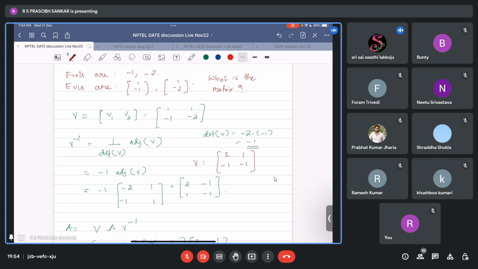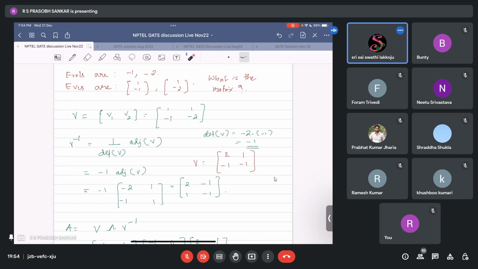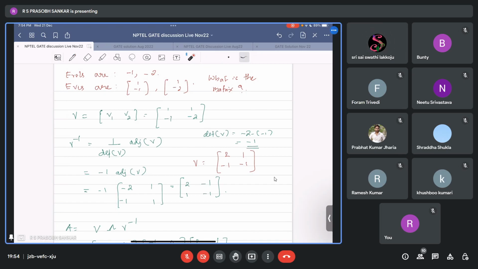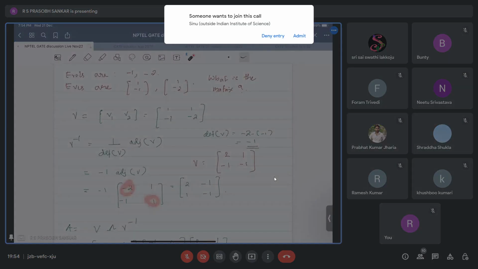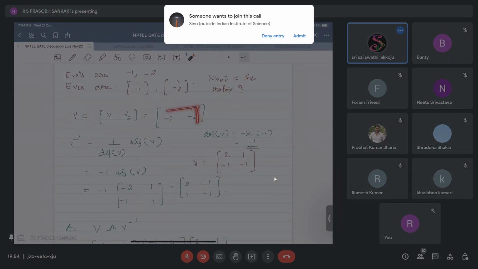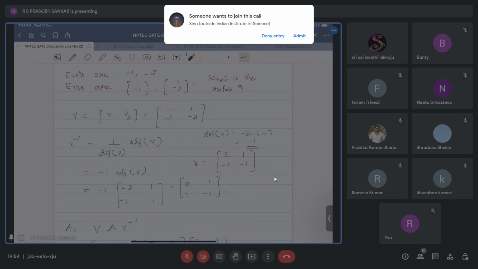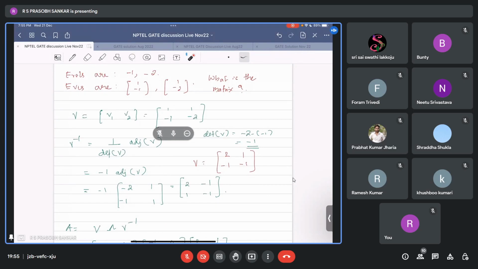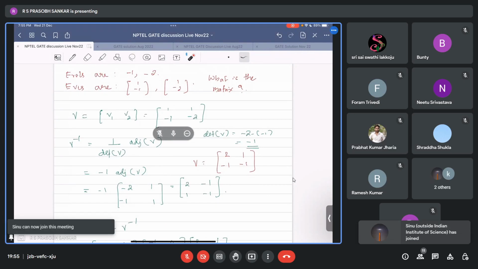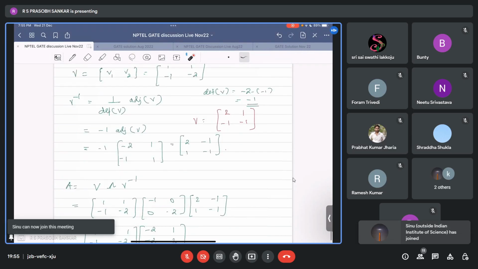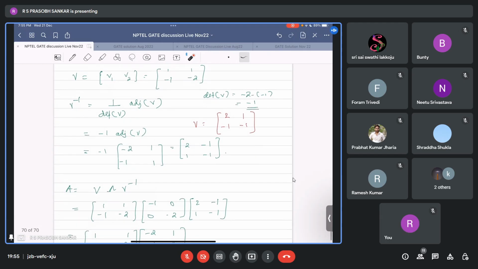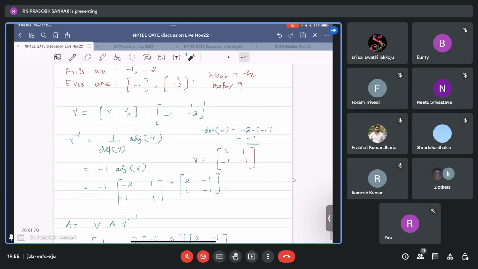Some silly mistake, but I'm thinking where I made that mistake. This negative is fine. Also, this minus 2 and 1 get swapped. Okay. I think you are right. I think you're definitely right, or at least I am definitely wrong here, because the answer doesn't match with the options. So this is some silly mistake somewhere.